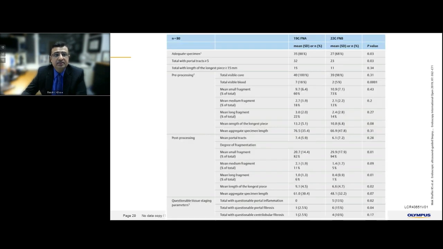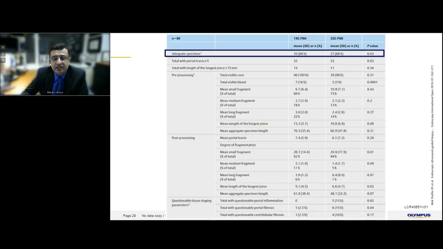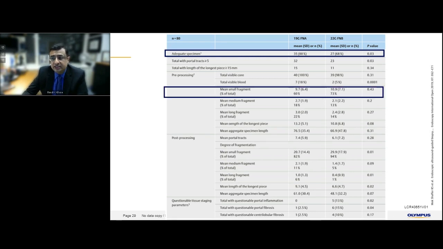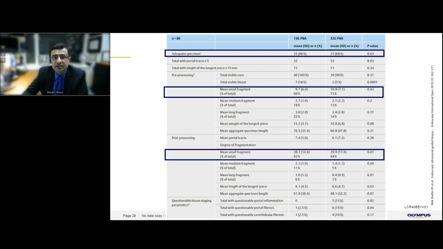And we found that the specimen adequacy was significantly higher with the 19-gauge FNA needle, even when compared to a 22 FNB needle. And the main problem lies in the fragmentation. As you could imagine, the 22 cores are significantly thinner as compared to the 19-gauge cores. And in the pre- and post-processing, there was significantly more fragmentation with the 22-gauge needle as compared to the 19.